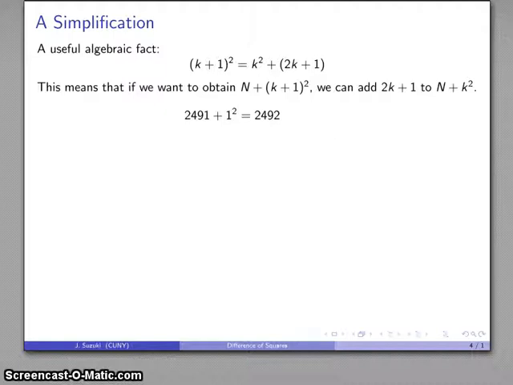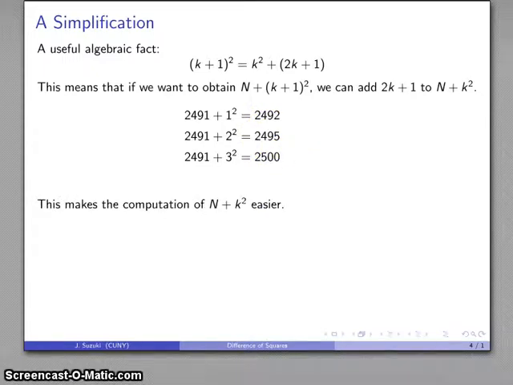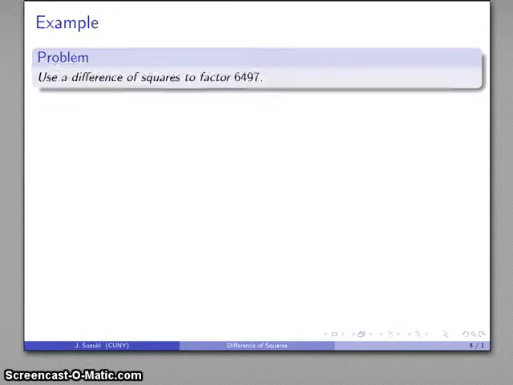So when I did my computations, once I found 2491 plus 1 squared is 2492, my next number, 2491 plus 2 squared, I could have obtained that by taking my previous number, 2492, and adding the next odd number, 3. And likewise, if I wanted to get 2491 plus 3 squared, that's the preceding value plus the next odd number. And what this does is it allows us to compute n plus k squared much more easily.